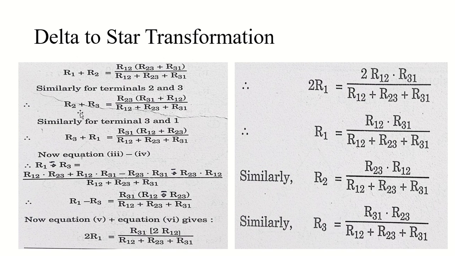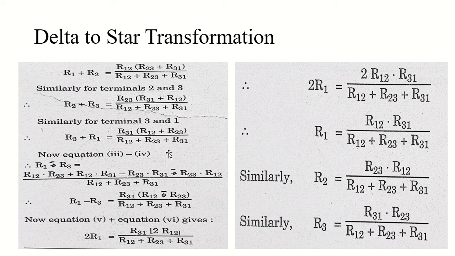So we did it for all three of them and we got these results: R2 plus R3 equal to R23 into (R31 plus R12) upon the summation of all three resistances. Same, R3 plus R1 equal to R31 into (R12 plus R23) divided by the summation of all three. Now let me show you an interesting thing.